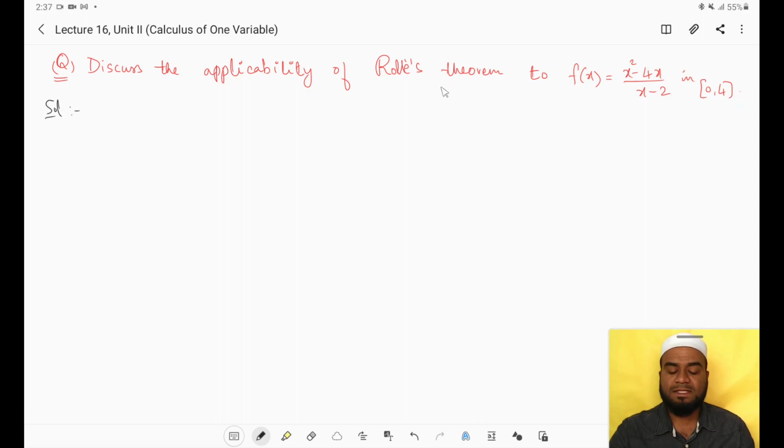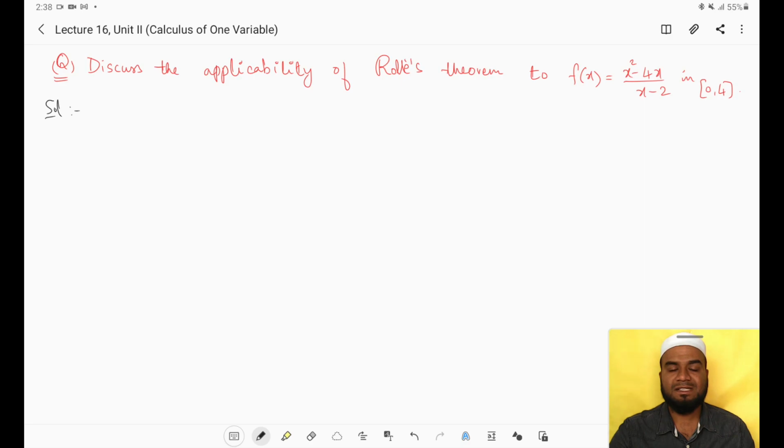See, what is Rolle's theorem actually? A function f of x will be given to you, which is defined on the closed interval a comma b. If this function satisfies 3 conditions, what are those conditions? f of x is continuous on the closed interval a comma b, f of x is differentiable on the open interval a comma b, and f of a equals f of b.